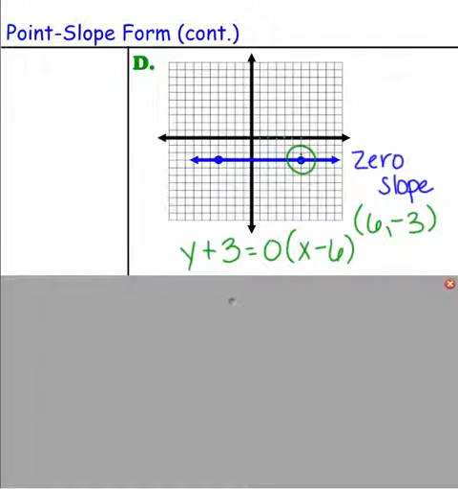You can leave it like that. This also ends up being y plus 3 equals 0, which is why we end up getting y equals -3, which from before, if you solve it for y, makes sense, because this line crosses at -3.